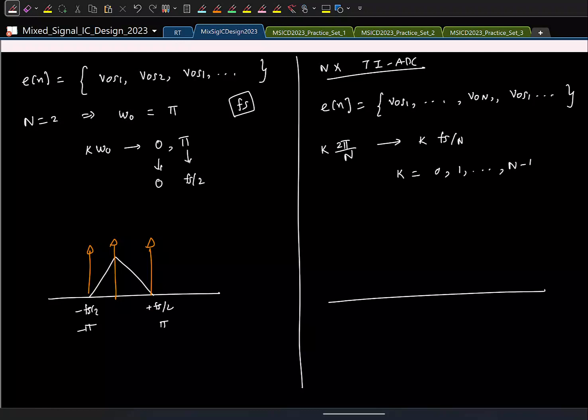So if I look at the spectrum now, as you see, I'll have a whole bunch of tones here, here, here, and so on. As you keep increasing the number of channels, the number of these spurious tones will also keep increasing, and it's going to be really chaotic. So we have to do something to actually correct for this.